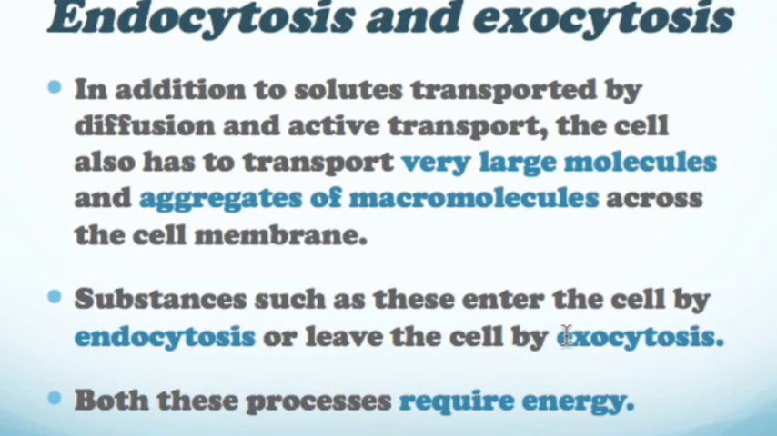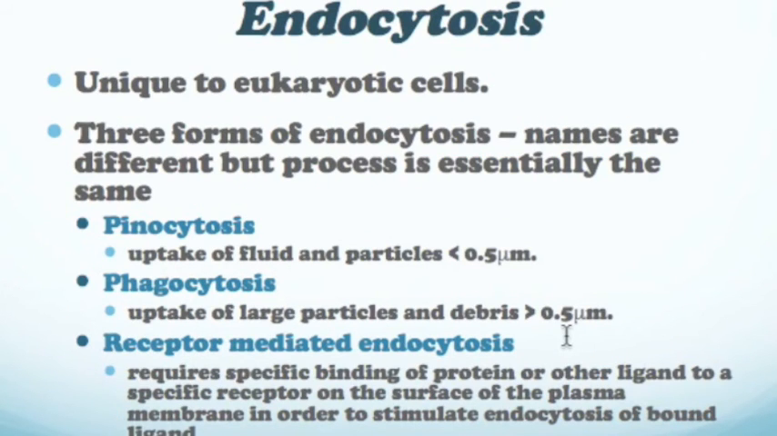So endocytosis and exocytosis. In addition to the stuff we've just talked about, if we want to move large amounts of a macromolecule, we do it via endocytosis or exocytosis. So endocytosis is made up of three different processes. Pinocytosis is the uptake of fluids. Phagocytosis is the uptake of large debris done by macrophages. And receptor-mediated endocytosis requires a specific binding of a protein or ligand to a surface receptor on the cell, allowing it to uptake. And it does so with endocytosis.